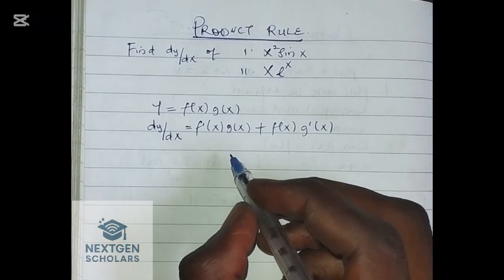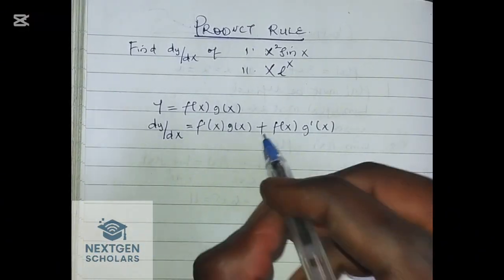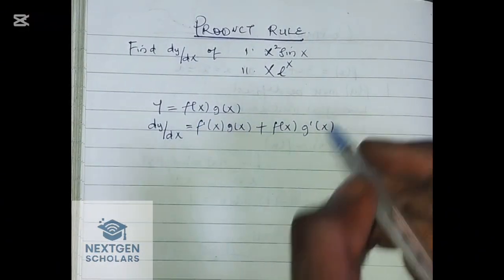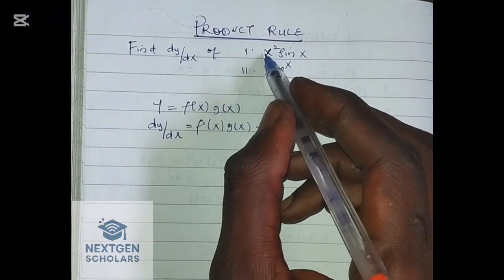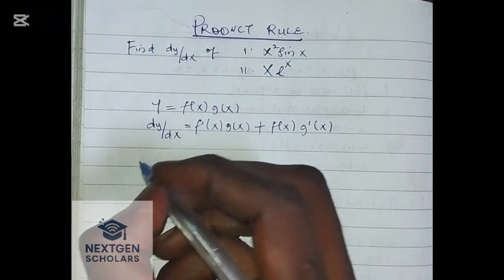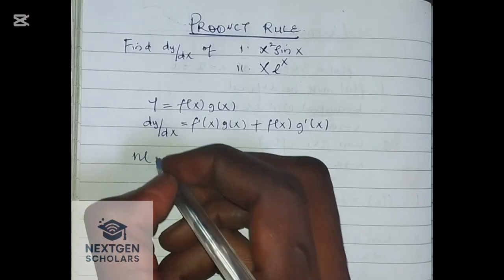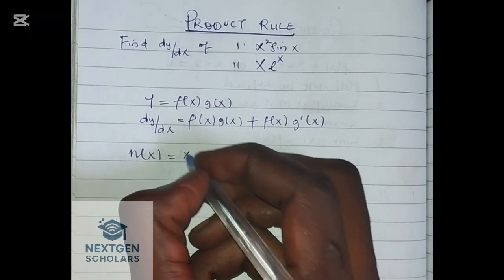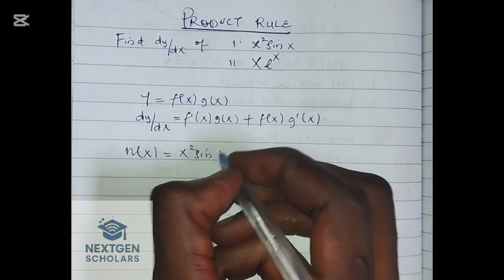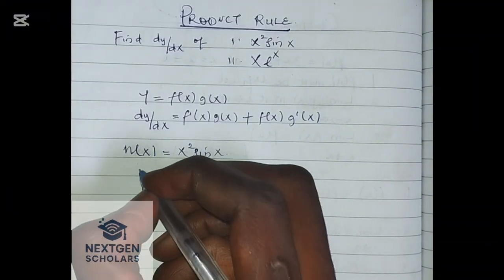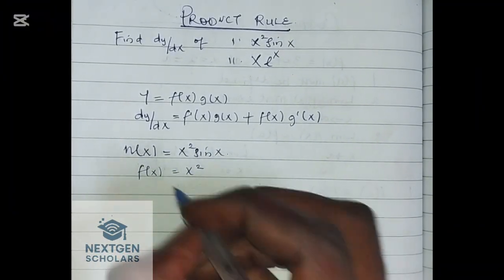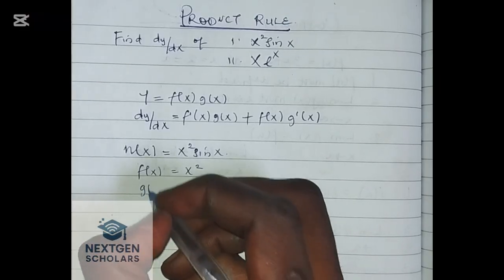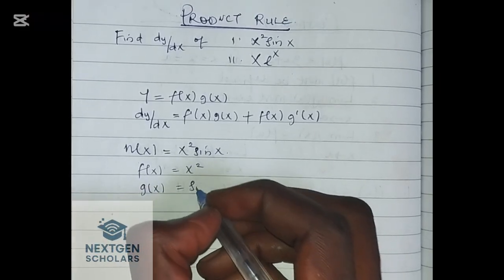If you are able to do this, then you have just defined this function f of x and g of x. So let's apply this rule to the first question, x squared sine x. Let's say we have h of x to be the question, x squared sine x. So we can say that f of x here is x squared, and g of x here is sine x.